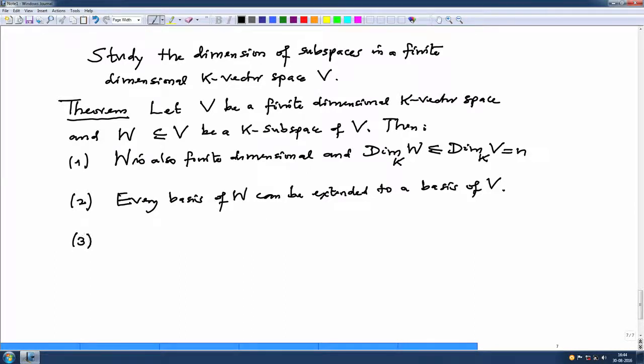Third, W equals the full space V if and only if the dimensions are equal. This again follows from the fact that if you have the correct number of vectors, you only need to check that they are linearly independent, or a basis, or a generating system; that is equivalent. So, this is also clear. So, proof: I will just say easy to verify.